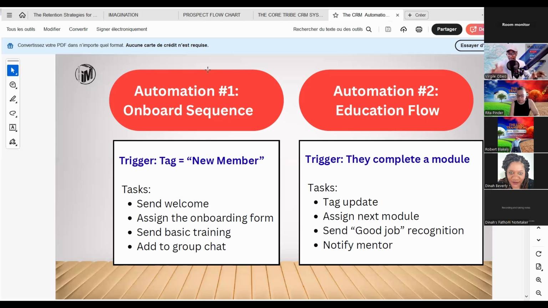So these are stages of the interactions, and they're the ones that you cannot go around because you're going to need to onboard, and then you're going to need to educate, and then you're going to need to recognize and all that jazz as you go through the process.